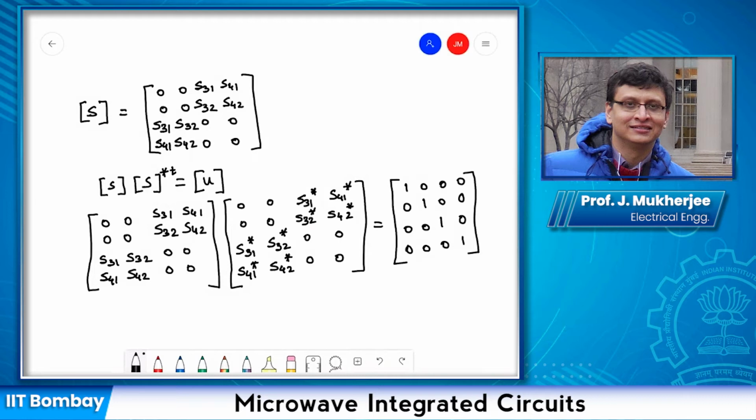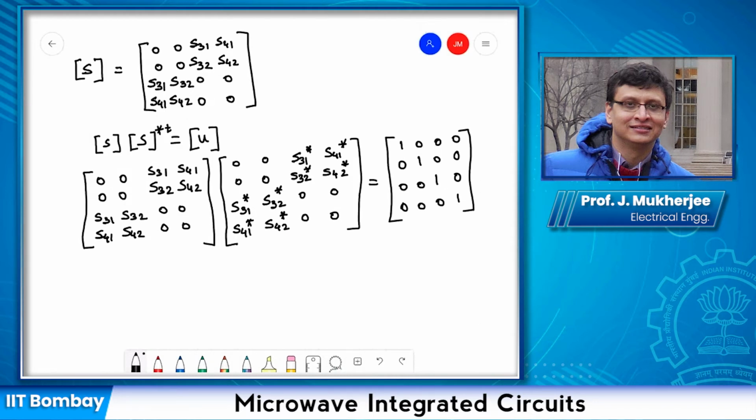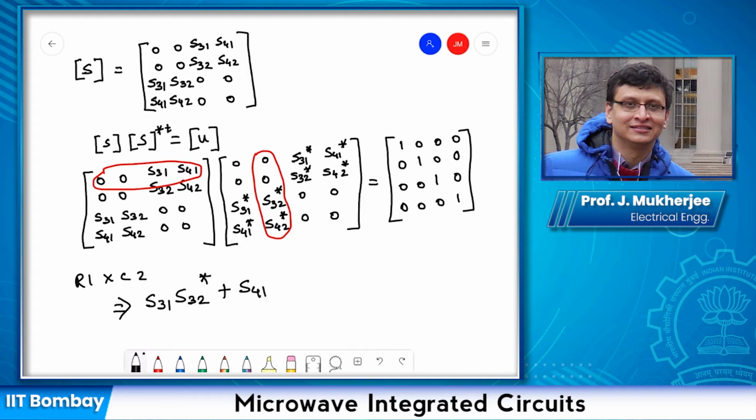Now, suppose I multiply row 1 with column 2. So this is row 1 and this is column 2. That will imply S31, S32 conjugate plus S41, S42 conjugate is equal to 0.